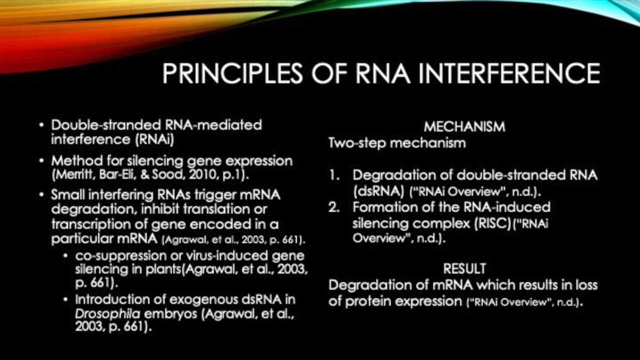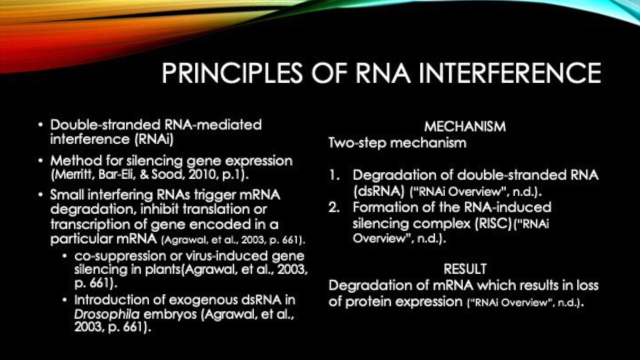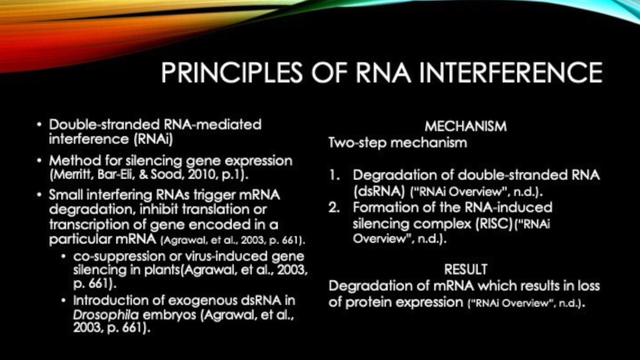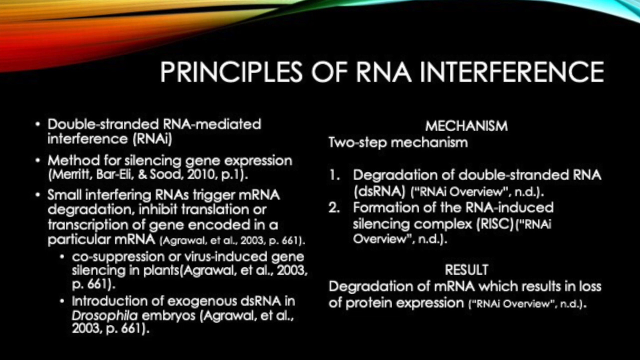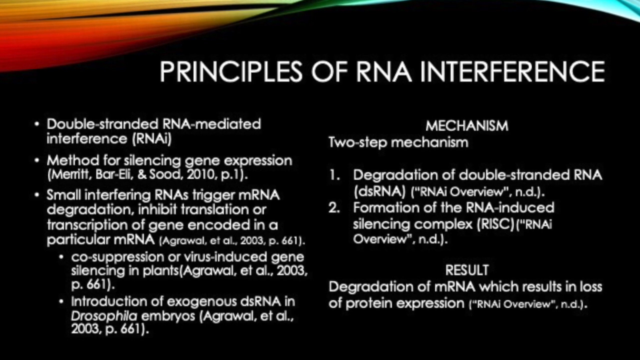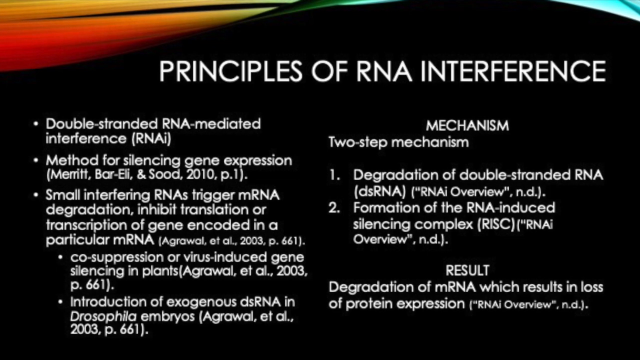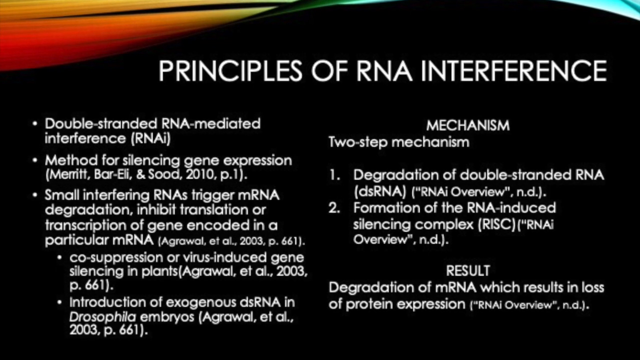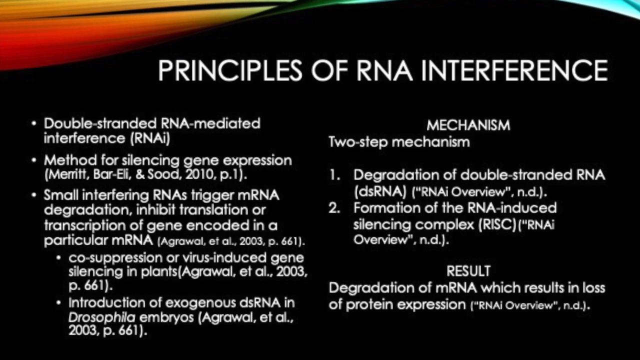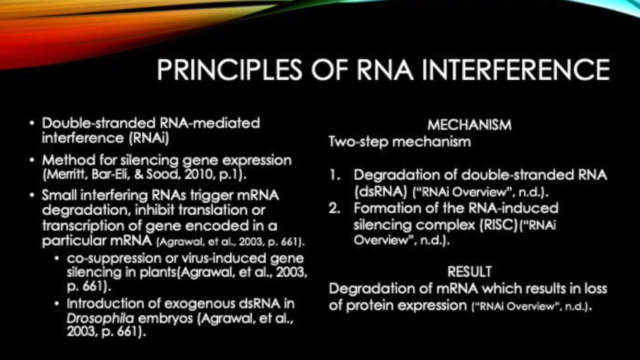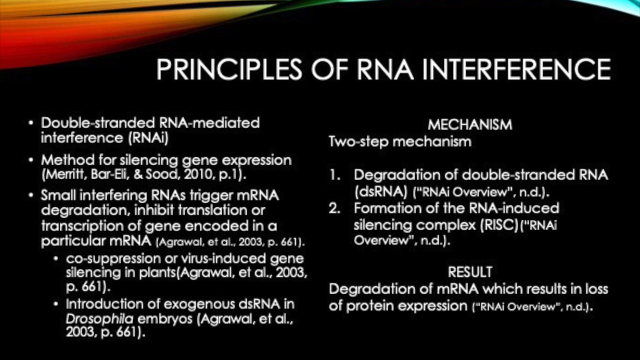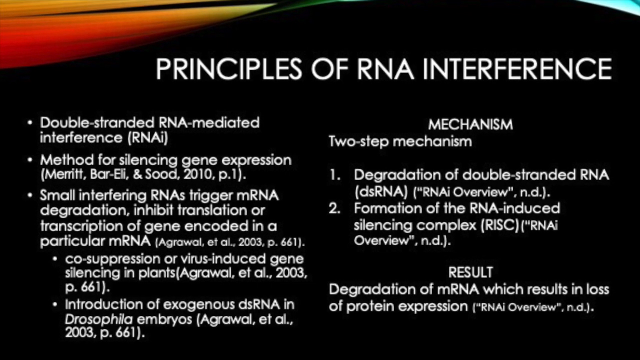Silencing is a consequence of degradation of RNA into short RNAs that activate ribonucleases to target homologous mRNA. These short RNAs can be classified into small interfering RNAs, microRNAs, or double-stranded RNAs. Basically, small interfering RNAs trigger mRNA degradation, and inhibit translation or transcription of the gene encoded in a particular mRNA.